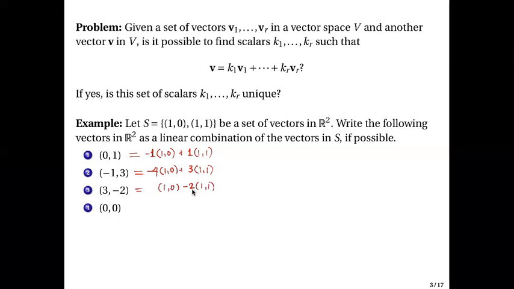So 0, whatever scalar here multiplied to 0 is 0, and -2 times 1 there is -2. Now, in order to get 3 in the first component, since we have -2 times 1, we have -2 here, we need a 5 to obtain the 3. And this is 1 here, so our scalar should be 5. So the combination 5 times 1, 0 minus 2 times 1, 1 will give us this vector 3, -2.